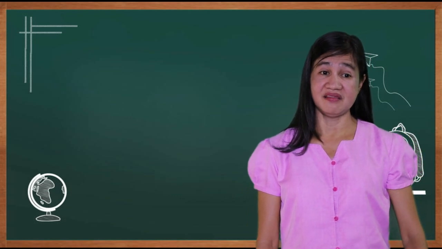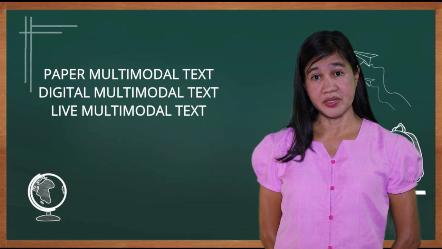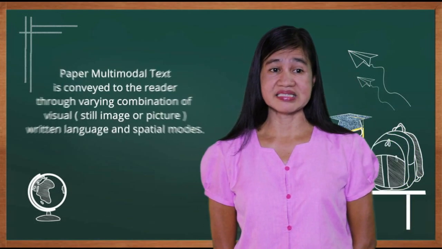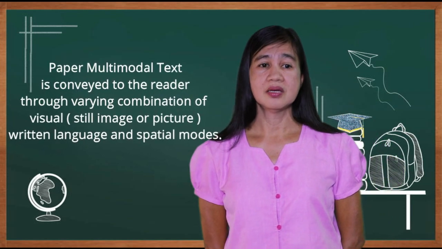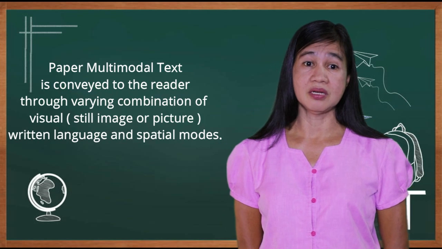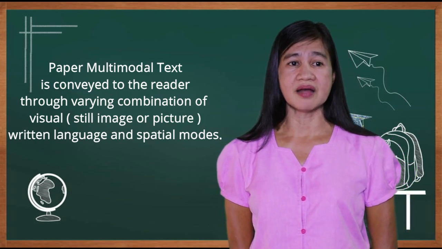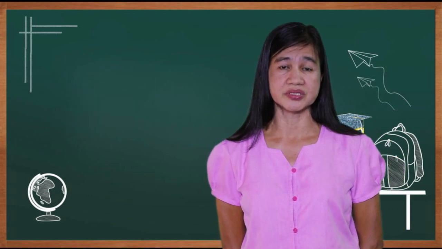Multimodal texts can be delivered via different media or technologies. They may be paper, digital, or live. Paper multimodal text is conveyed to the reader through varying combinations of visual, written language, and spatial mode. It is good to note that the visual used under the paper multimodal text is still image or pictures.